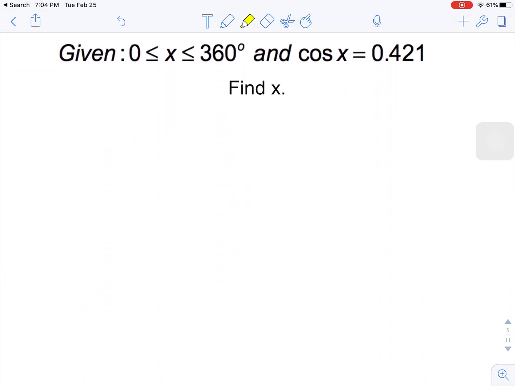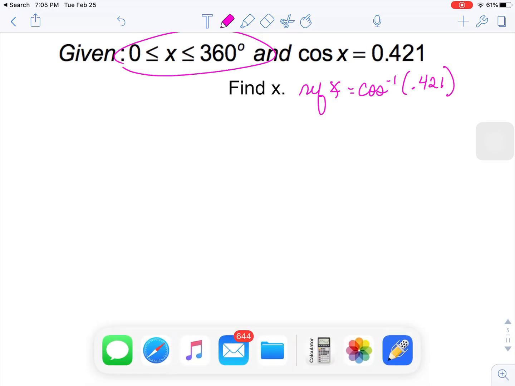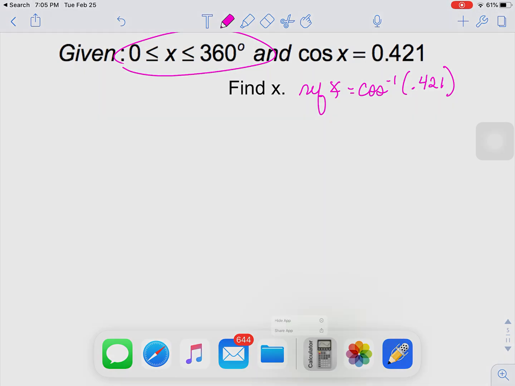We're going to do another one together. Again in degree mode. This time it says cosine of x is 0.421. So again, we're going to start by finding our reference angle. Our reference angle we get by doing inverse cosine of the positive ratio. In this case, it already is positive. But if it were negative, we would do the positive to get our reference angle.